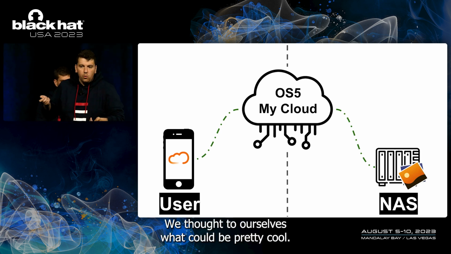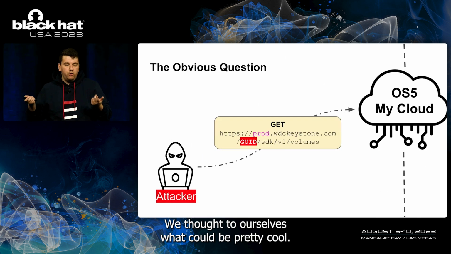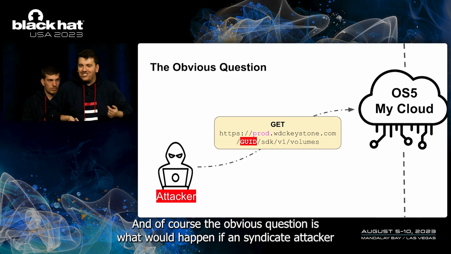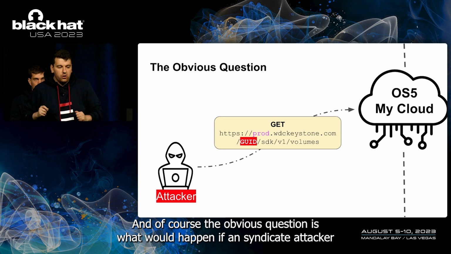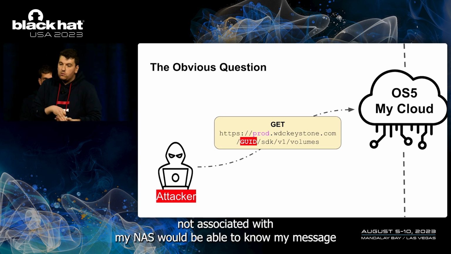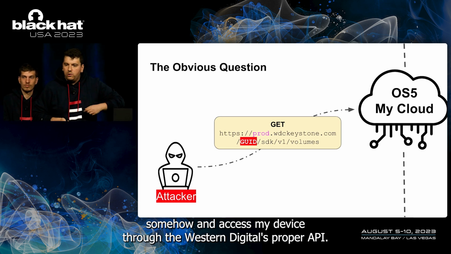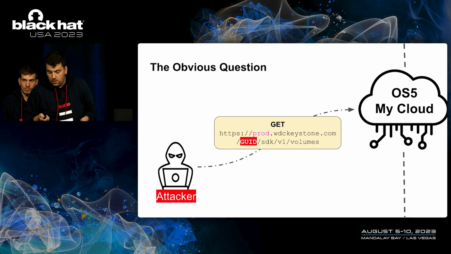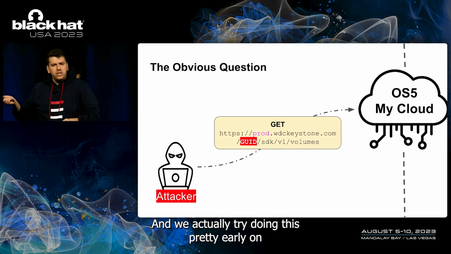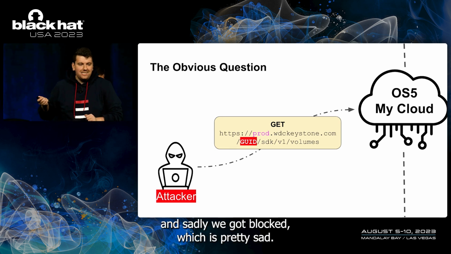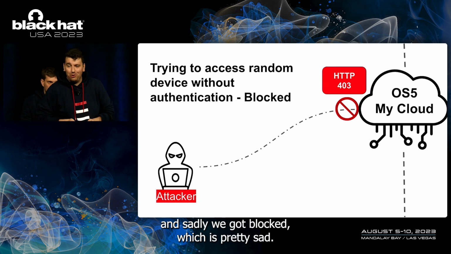When we realized this is the architecture, and through this GUID we are able to access our device, we thought to ourselves, what could be pretty cool? And of course, the obvious question is, what would happen if an unauthenticated attacker not associated with my NAS were able to know my NAS's GUID somehow and access my device through Western Digital's proper API? And we actually tried doing this pretty early on, and sadly, we got blocked, which is pretty sad.